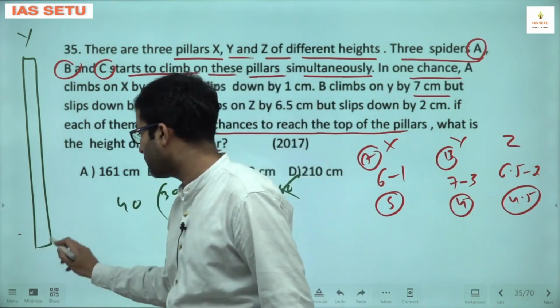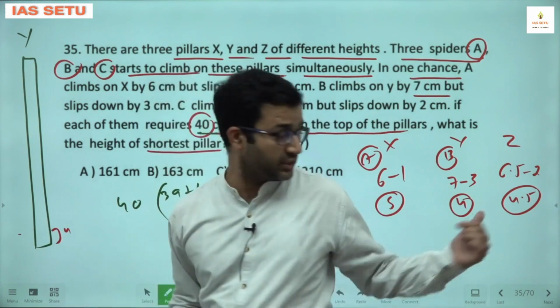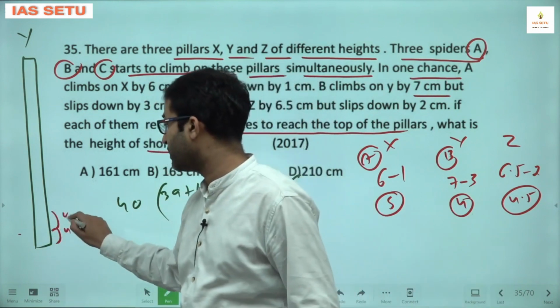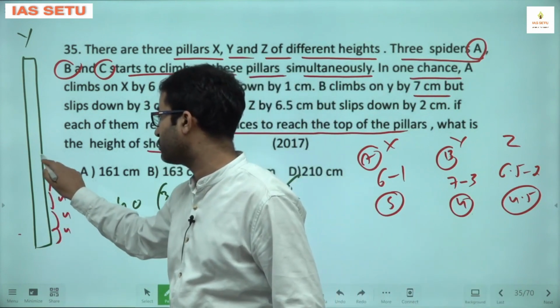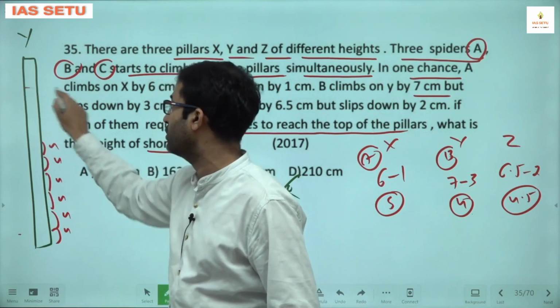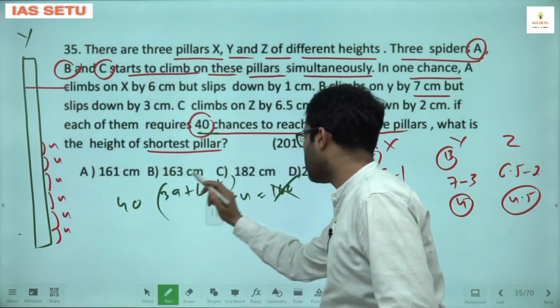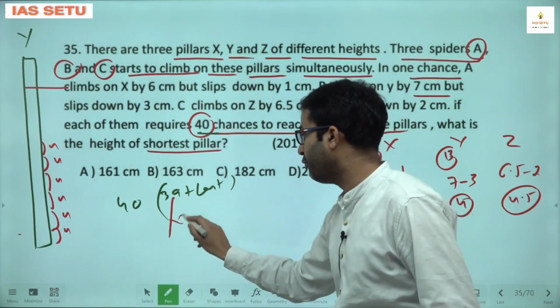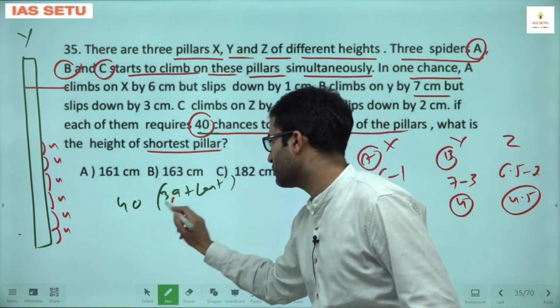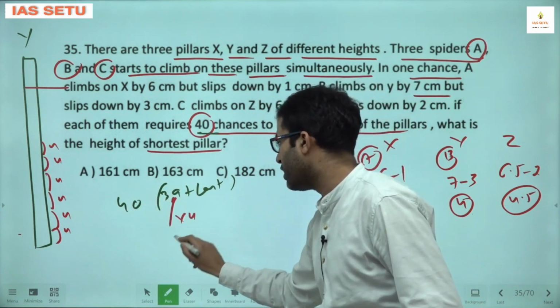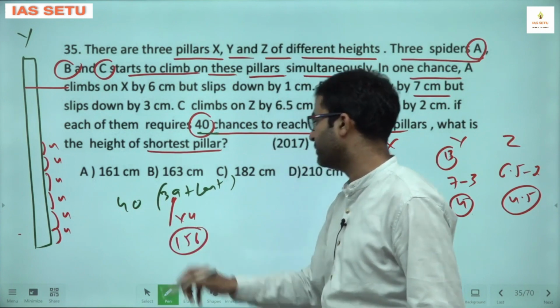Here in the first chance 4 centimeter, effectively 7 minus 3, 4 centimeter, 4 centimeter, 4 centimeter, 4 centimeter, and so on. So in 39 chances into 4, 156 centimeter has been climbed.